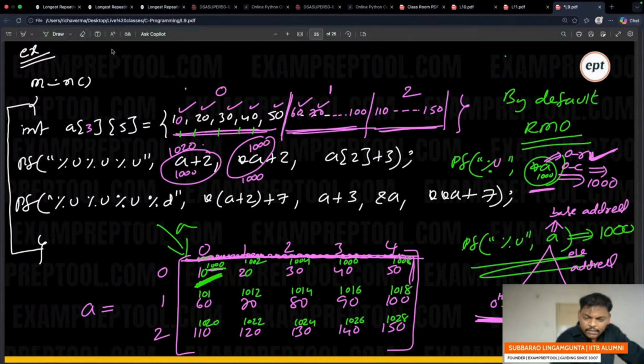What is today's date? 18. Today's date, 18/4/26.